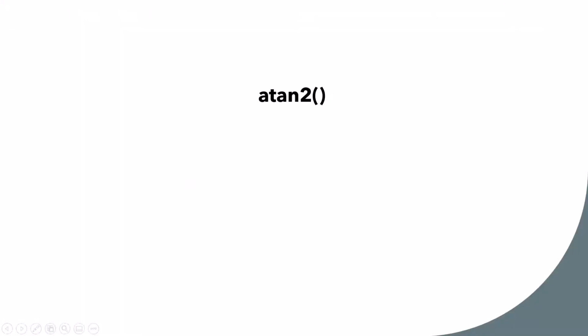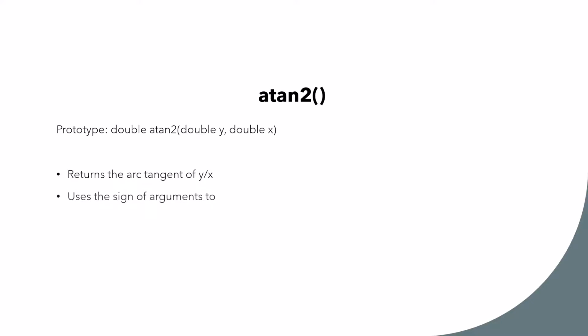Coming now to atan2. So there's arctan and there's arctan2. Again, you can see from the prototype, this function returns a double, but takes as arguments two doubles, y and x. Now these will be coordinates. This function returns the arctangent of y divided by x, uses the sign of the arguments to compute the quadrant of the return value. The value returned is between negative pi and positive pi.